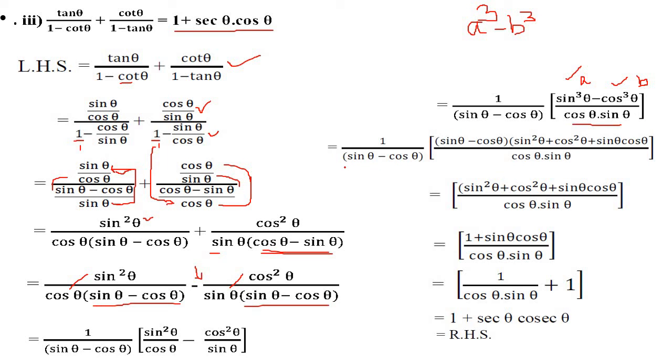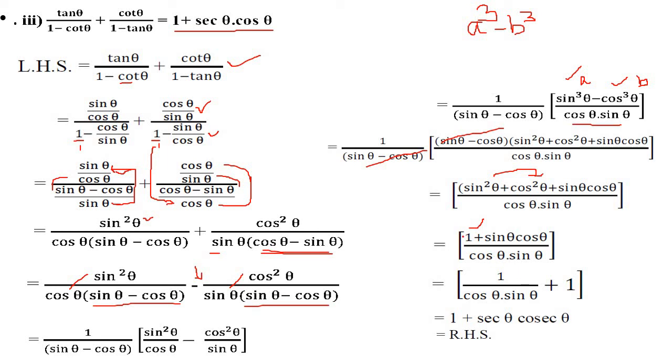Now we can cancel sin theta minus cos theta with sin theta minus cos theta. The remaining terms are sin square theta plus cos square theta plus sin theta cos theta divided by cos theta into sin theta. What is sin square plus cos square? Sin square plus cos square is equal to 1. So we get 1 plus sin theta into cos theta divided by cos theta into sin theta.